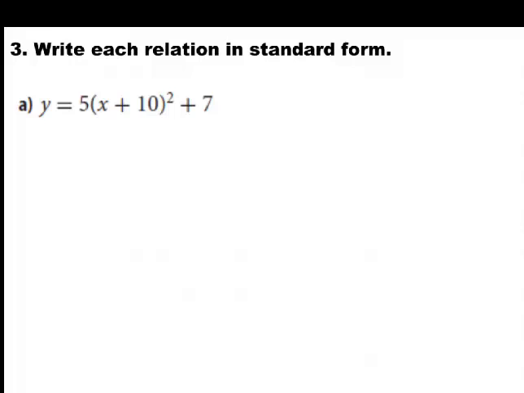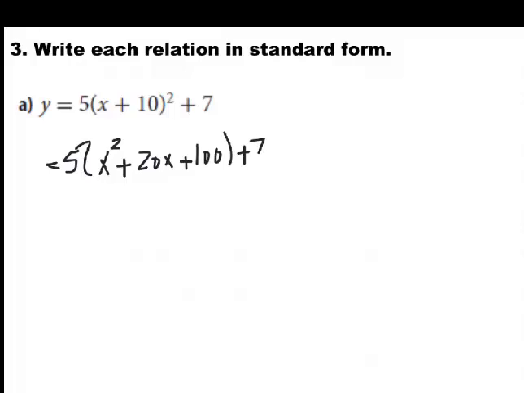The next question says, write each relation in standard form. The first one is y equals 5 times (x + 10) squared plus 7. Again, I can either multiply two brackets (x + 10) together, or I can use the formula (a + b) squared is a squared plus 2ab plus b squared. So I can write this one as 5 times x squared plus 2ab, so 2 times 10 is 20, times x is 20x, plus 100, plus 7.